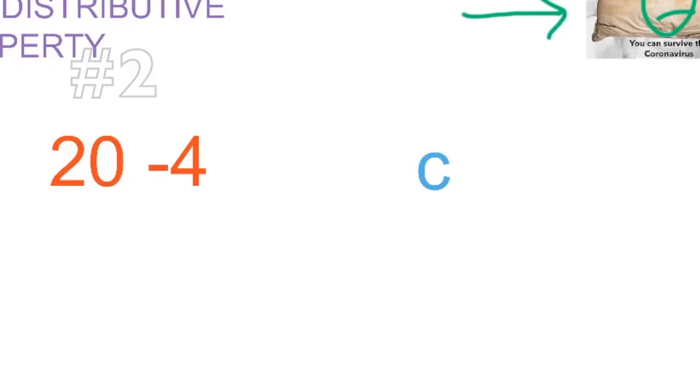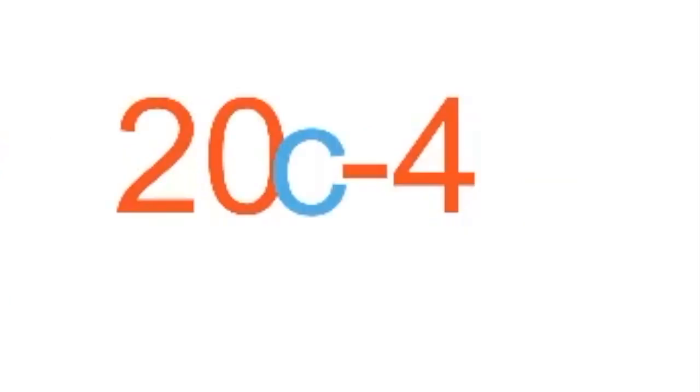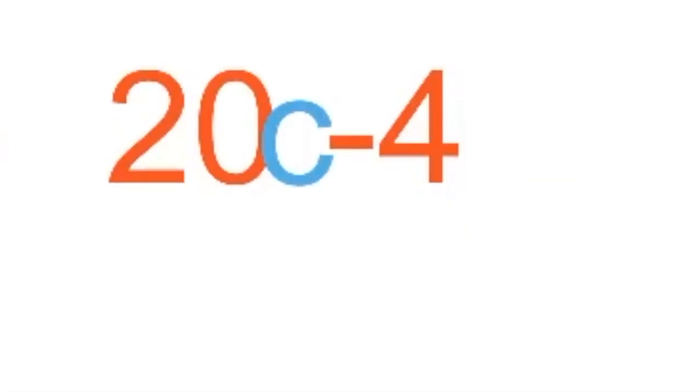All right, anywho, here's number 2. We have 20 minus 4. Let's upgrade that to 20c minus 4. And let's get our boxes ready. 2 terms, 2 boxes. All right, kind of like the last problem. Let's try to find the greatest common factor of 20 and 4. Think about the 4. What goes into a 4? 1 does, 2 does, and so does 4.